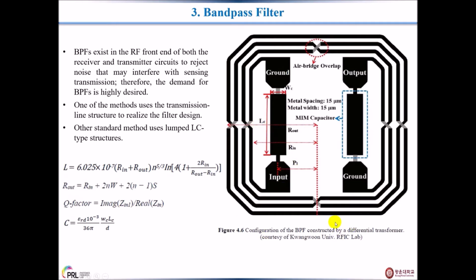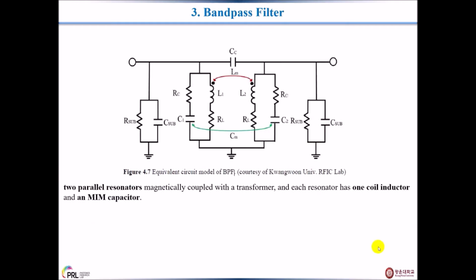This is the configuration of the bandpass filter constructed with a differential transformer. This is the circuit diagram of the bandpass filter. Here two parallel resonators are magnetically coupled with the transformer in this section, and each resonator has one coil inductor that we can see here, L1 and L2, and an MIM capacitor which we can see here.